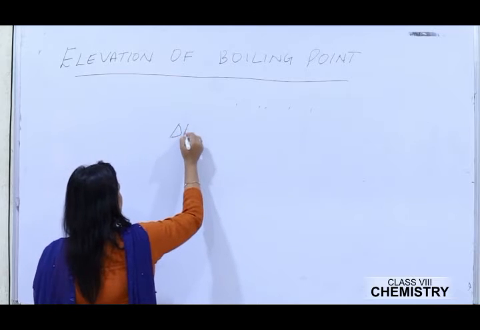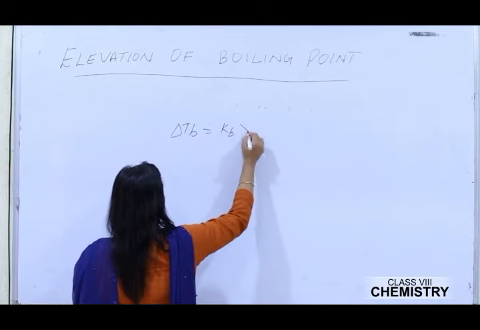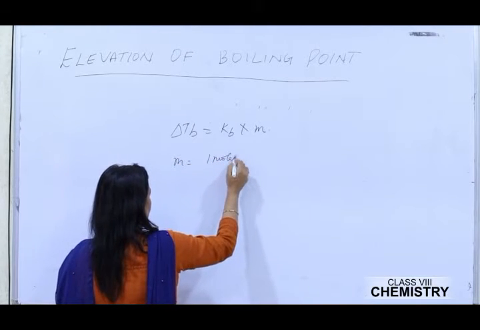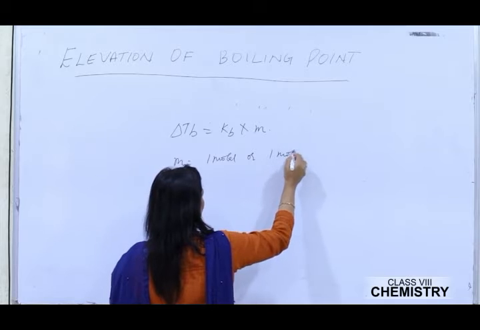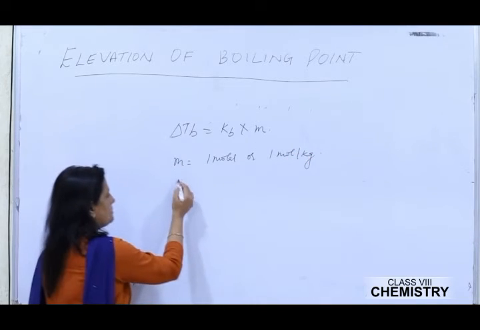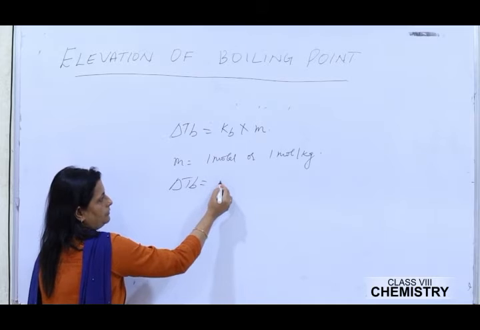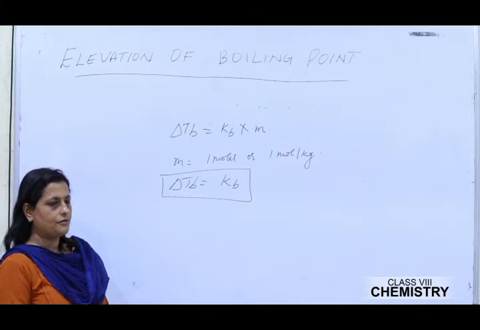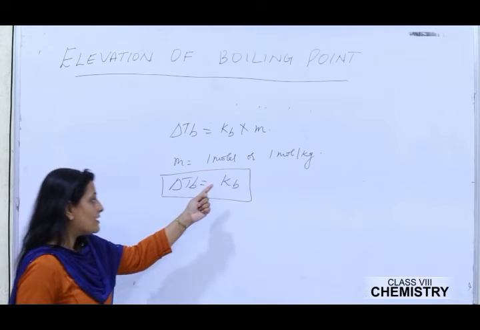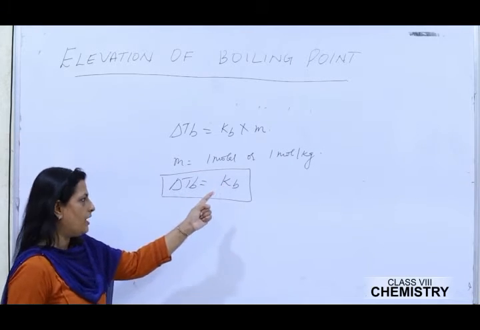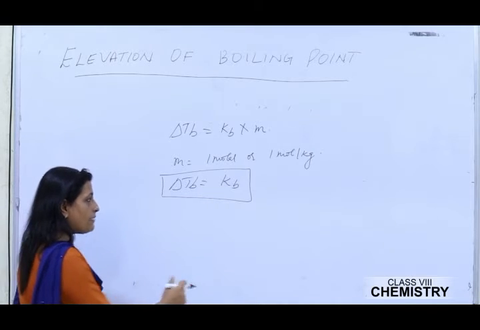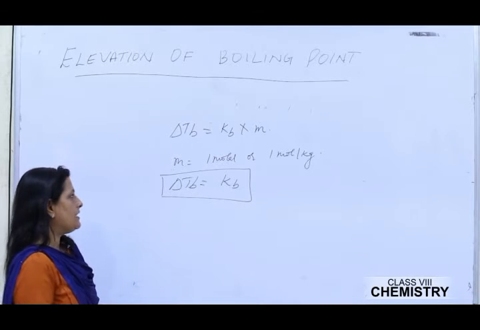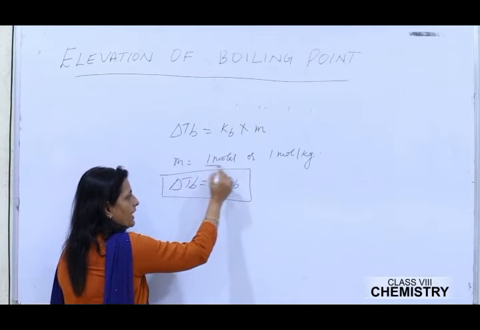See, delta Tb is equal to Kb into m. Now, if molality is 1 molal or 1 mole per kg, then what will delta Tb be equal to? Delta Tb is equal to Kb. So how can you define Kb? That is the molal elevation constant. It can be defined as the elevation in boiling point when the molality of the solution is 1 molal.